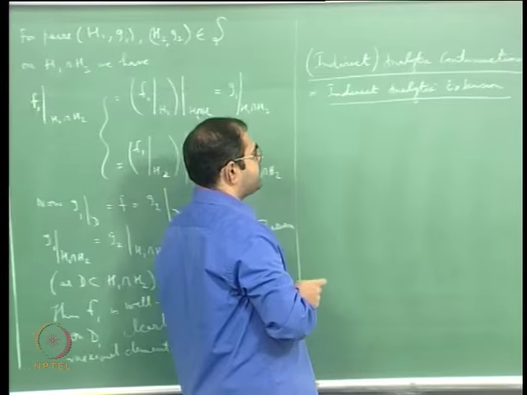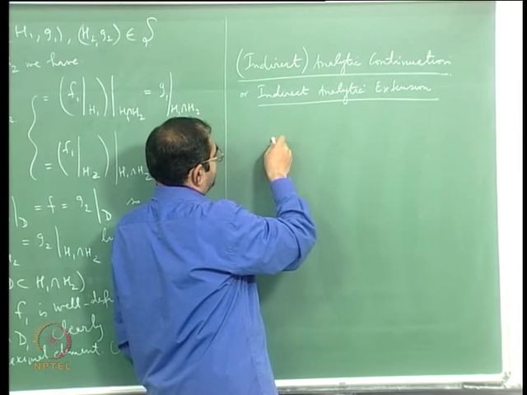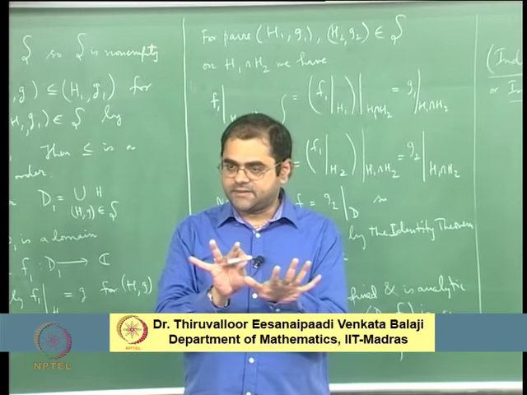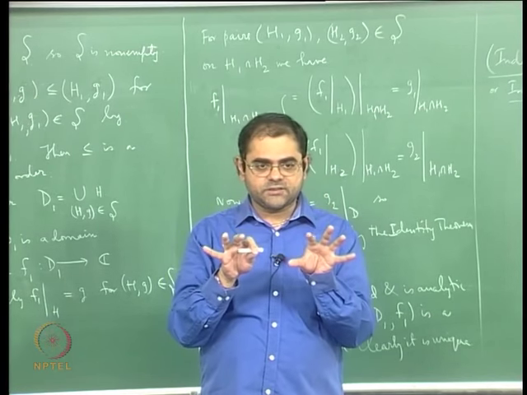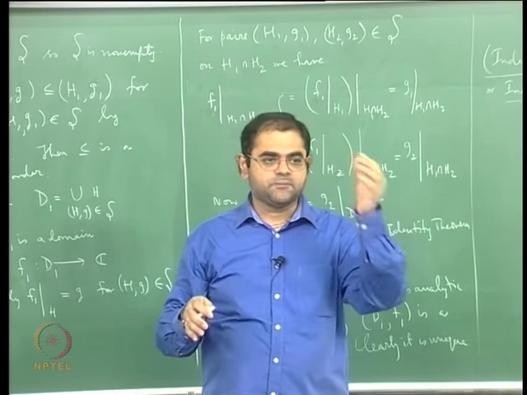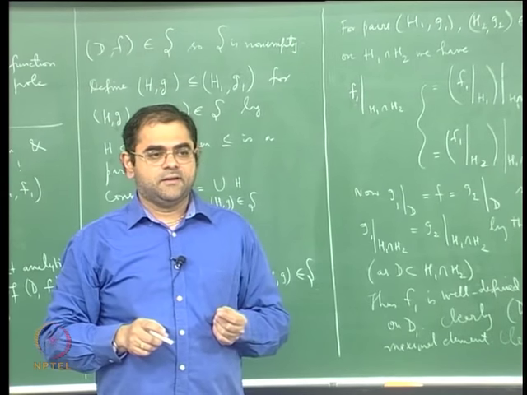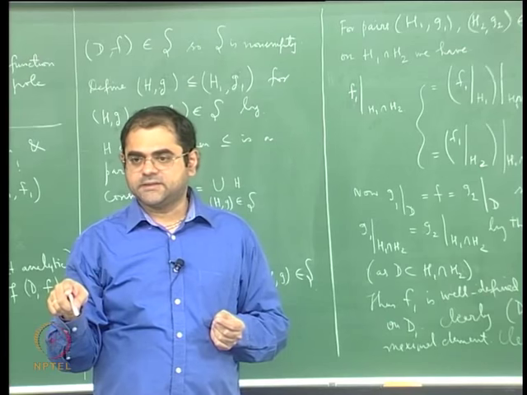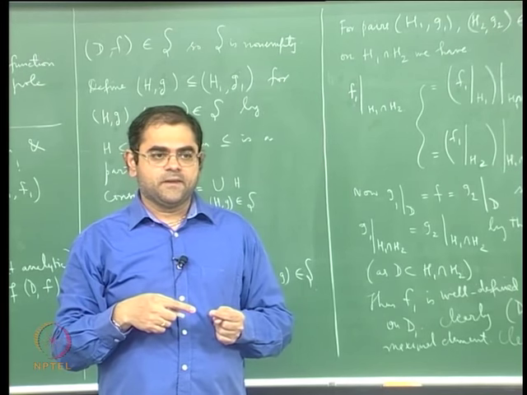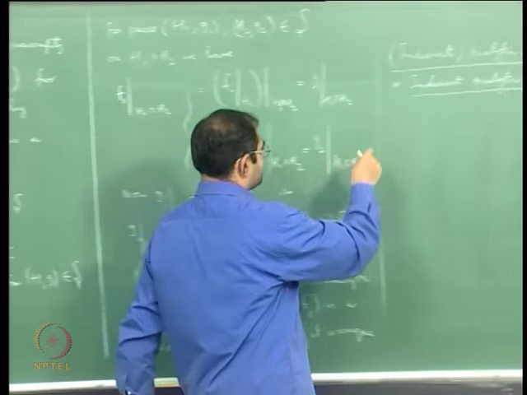So what is this indirect analytic continuation? The idea is the following. In the case of direct analytic continuation, you had two domains which intersected and you had analytic functions on these domains which agreed on the intersection, okay. Now what you do is extend it from 2 to any finite number, but don't insist that all the sets in your collection intersect; you only insist that, if there is an ordering, every member intersects with the next.